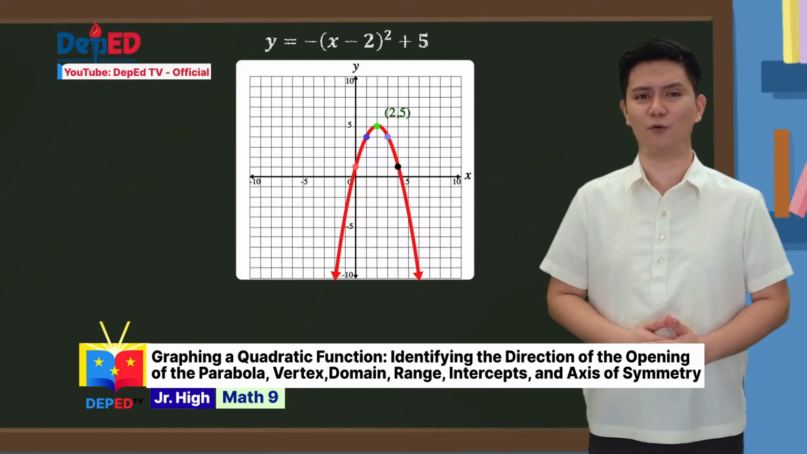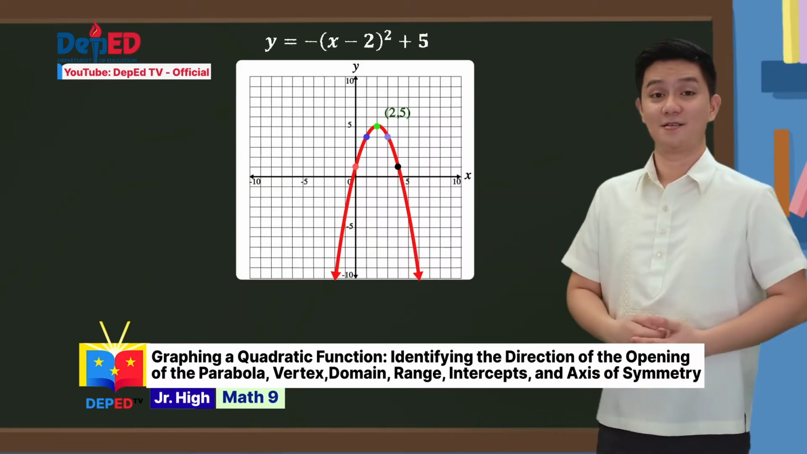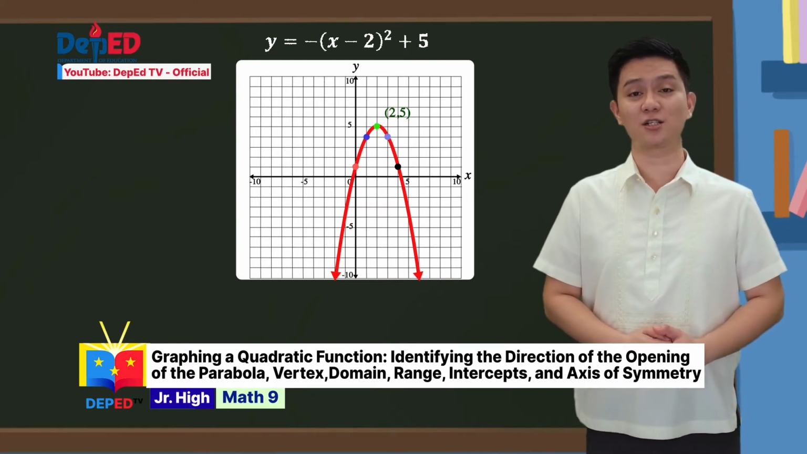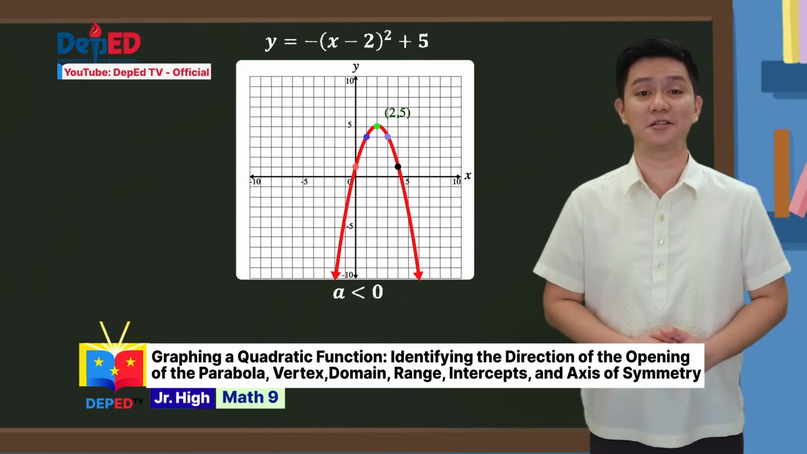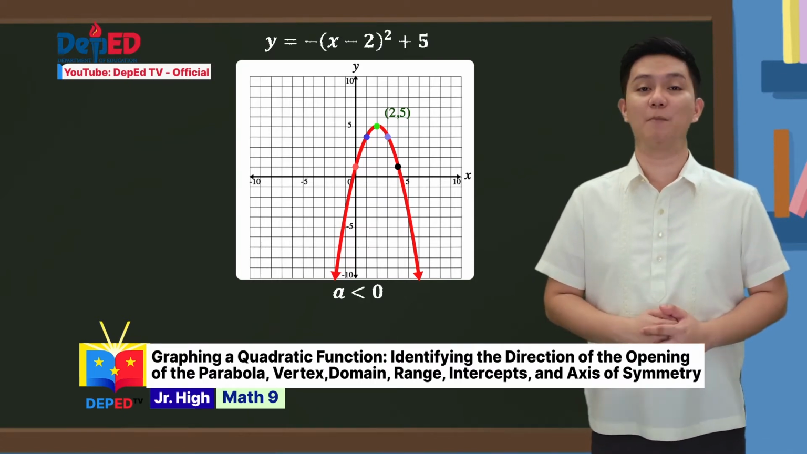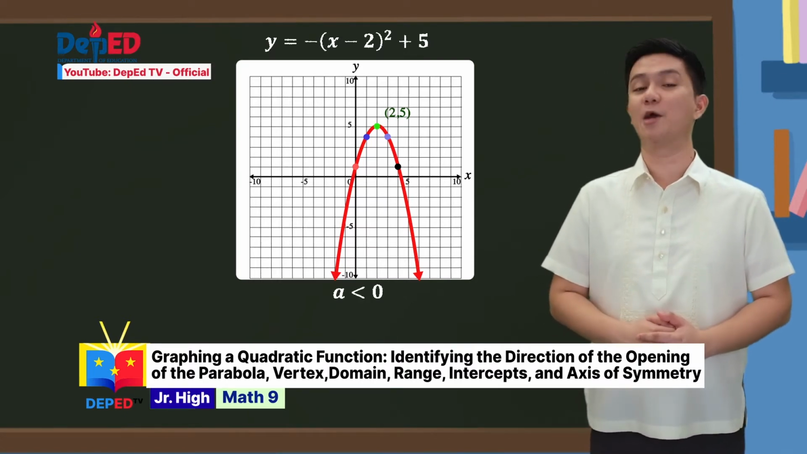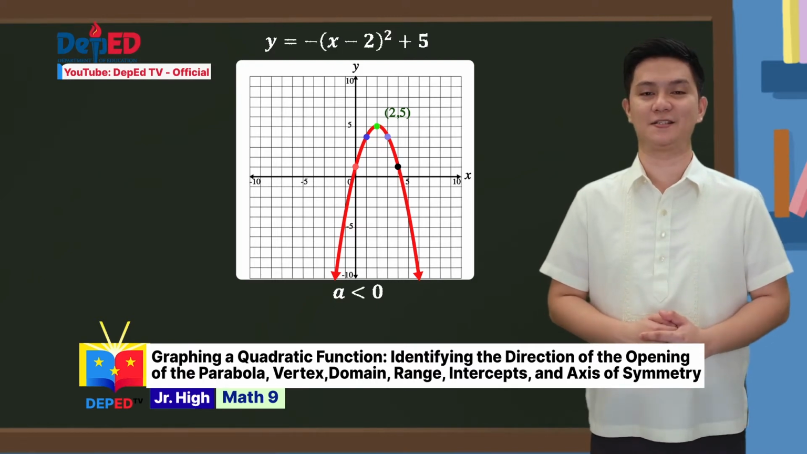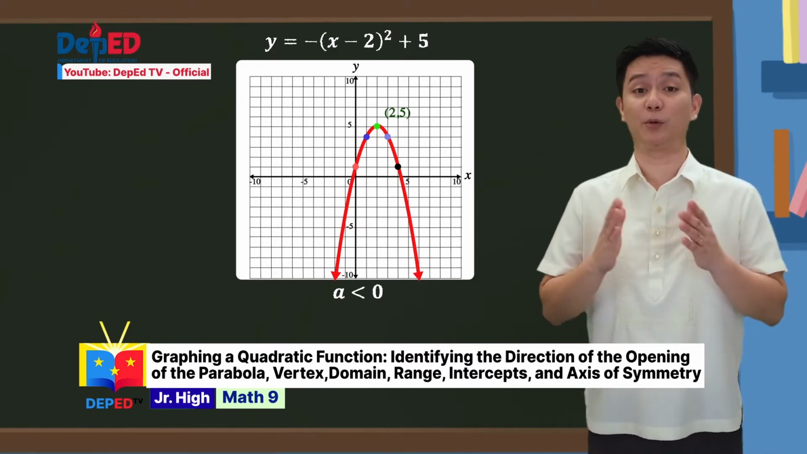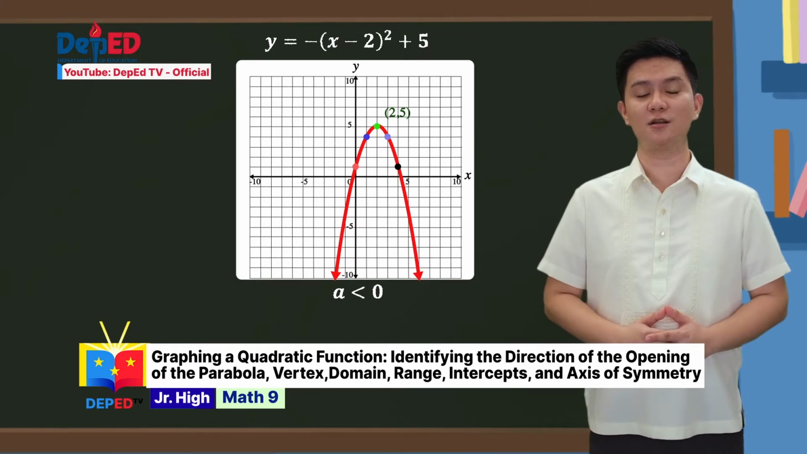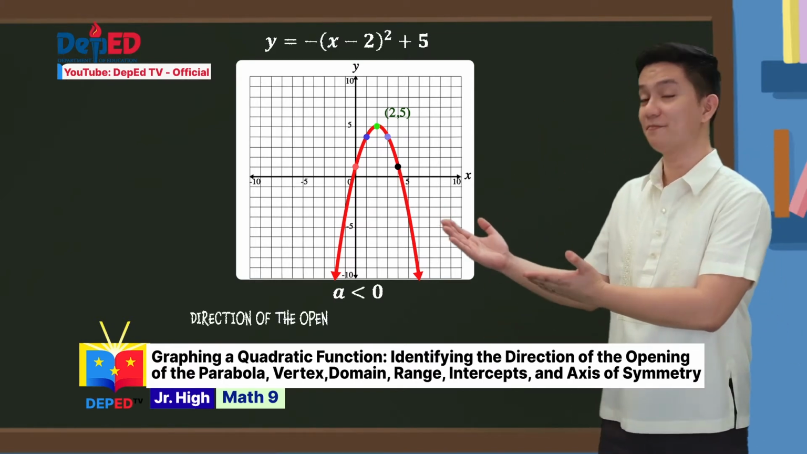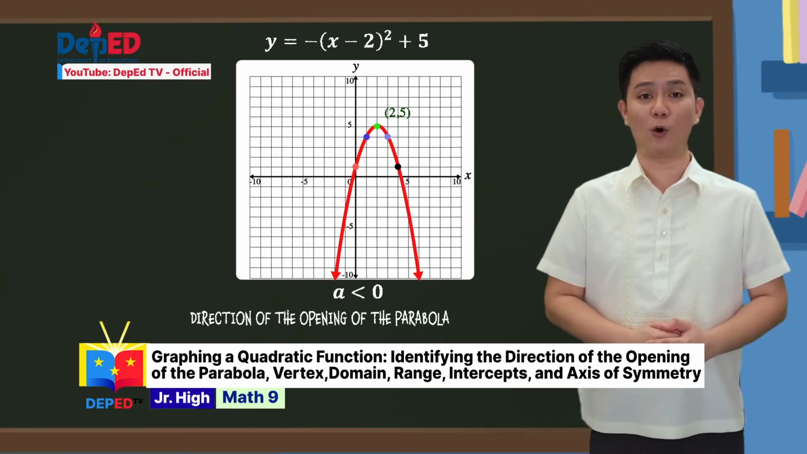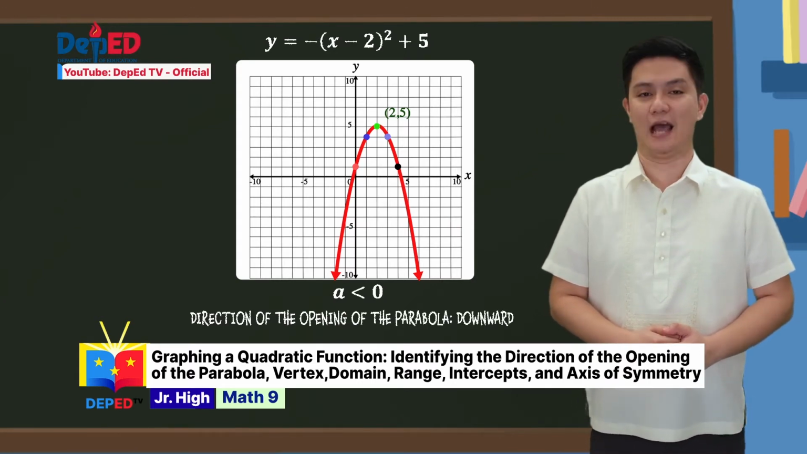Let's see the graph once more. The vertex form of the function shows us that the value of a is less than 0, as indicated by the negative or minus sign beside the open parenthesis. This means that the parabola that corresponds to the function opens downward. And as seen on the graph, the direction of the opening of the parabola is indeed downward.